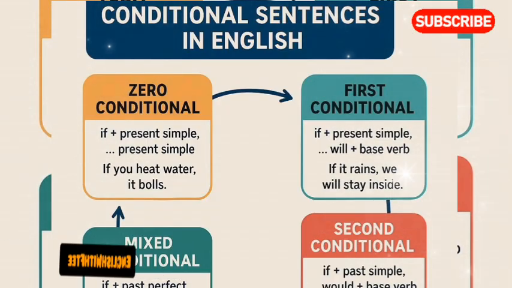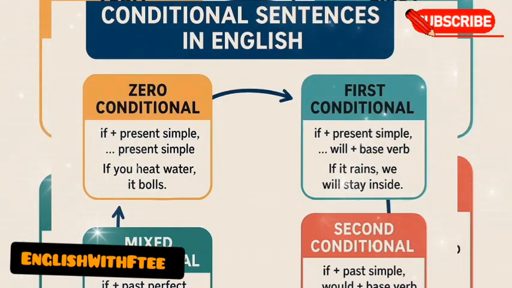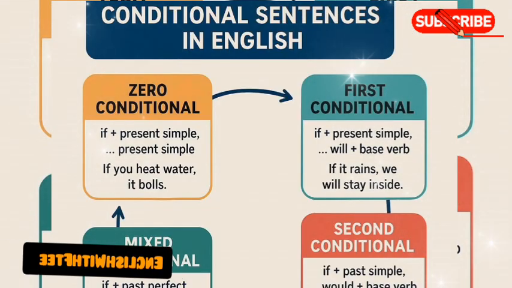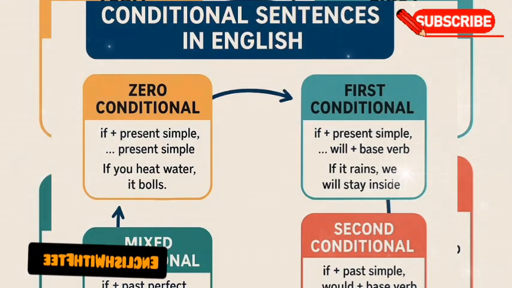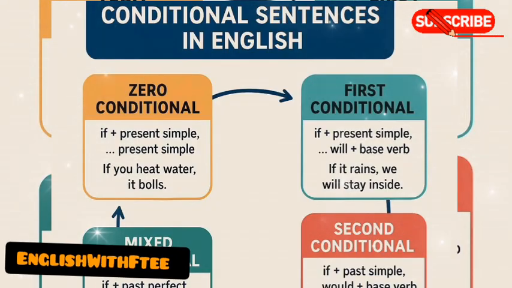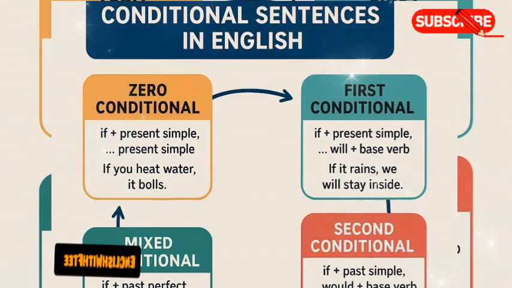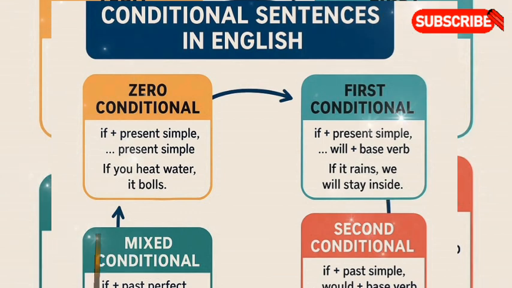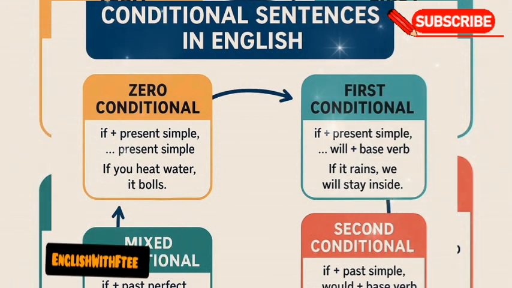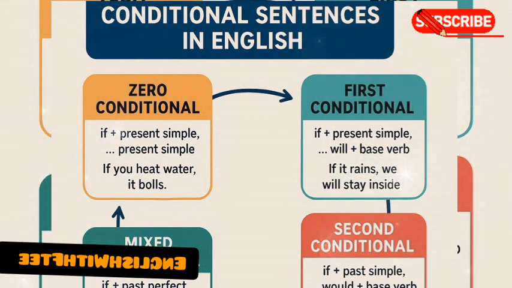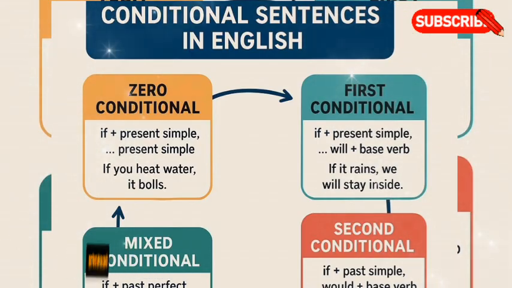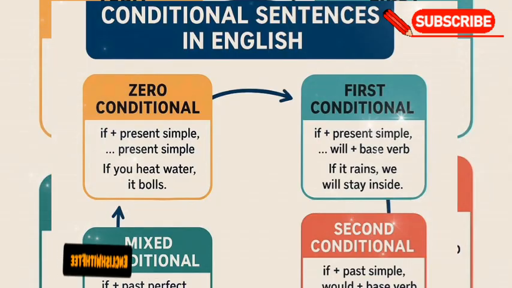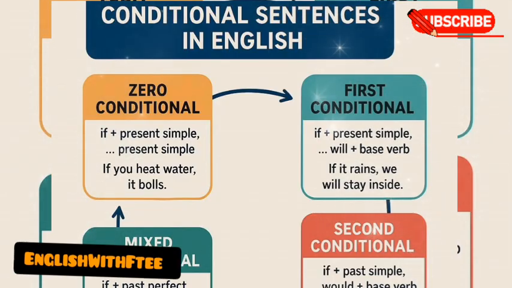Notice the verb forms. In mixed conditional sentences, the condition uses the past perfect tense and the result uses the conditional simple tense. For example, if I had won the lottery, past perfect, I would be rich now, conditional simple. If I had studied harder, past perfect, I would be a doctor now, conditional simple.